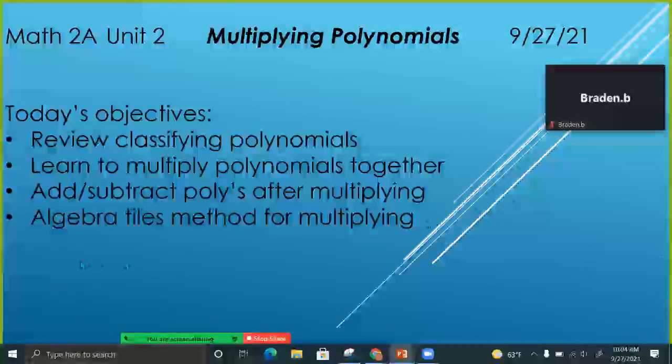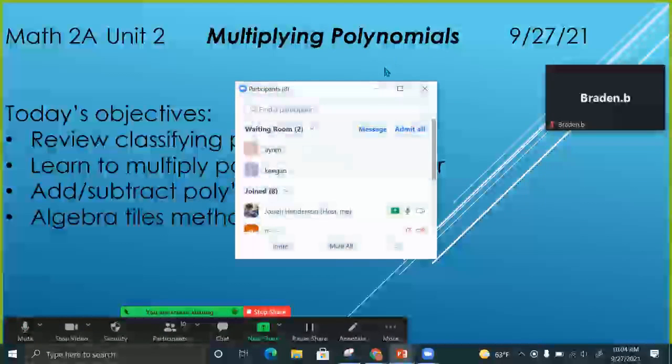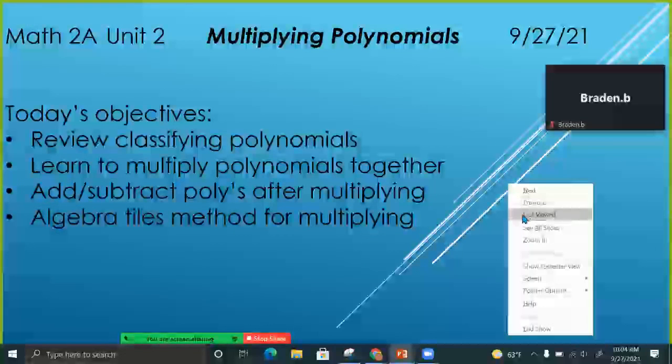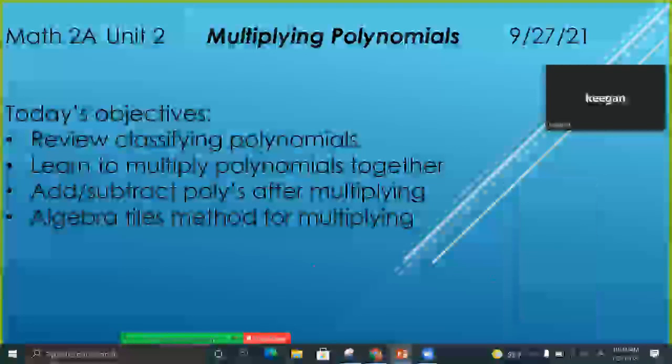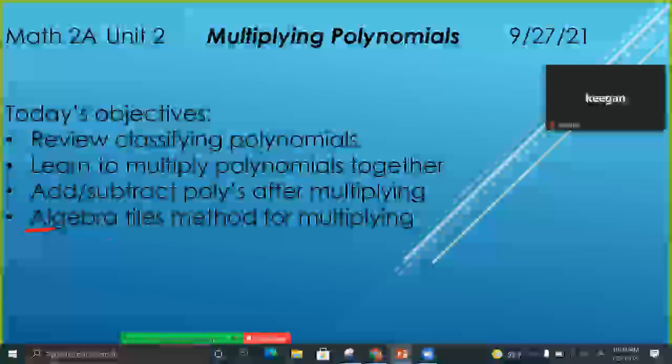And then I want to end with showing you the algebra tiles method of multiplying them. There's going to be a couple problems in our mastery test that you may get using algebra tiles to multiply. And it's kind of fun. It's a nice visual way to do the multiplying. So we'll do a couple examples of that.